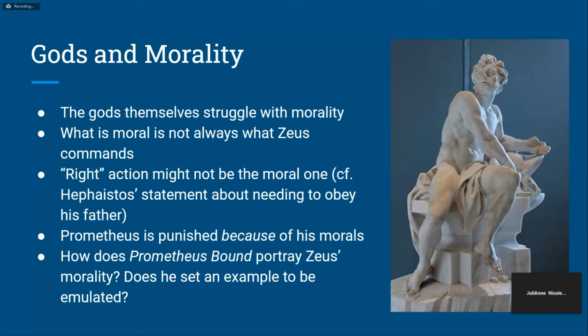And what's really interesting is the way that Zeus is portrayed. Some of you in the comments did get at this. Looking at these questions, how does Prometheus Bound portray Zeus's morality? If anyone has any comments on that. Also think about the passage we just read, and some of the characters that were included: Prometheus himself, the titular character, Io, and the chorus, the daughters of Oceanus. So all people that necessarily aren't on good terms with Zeus.